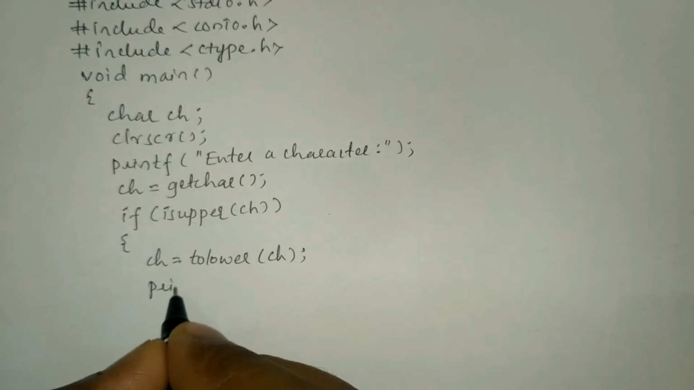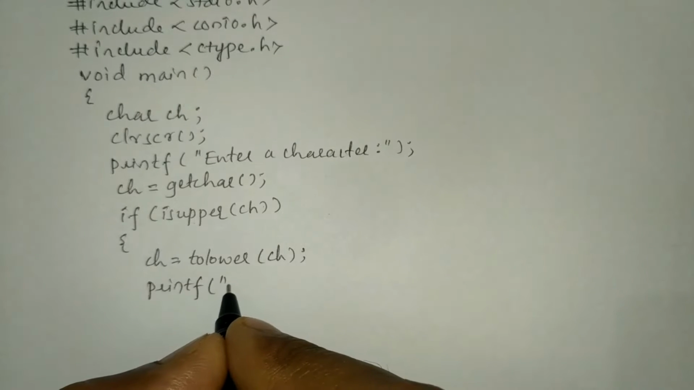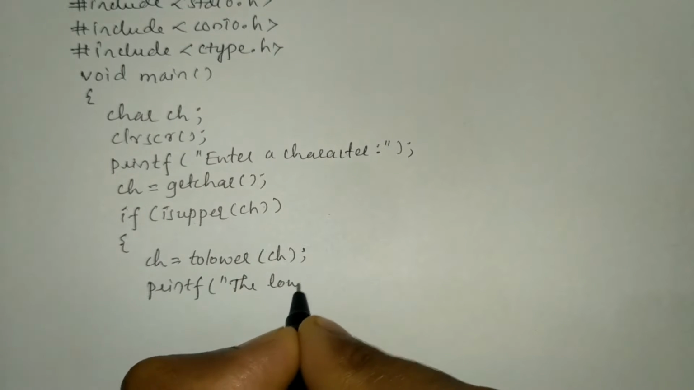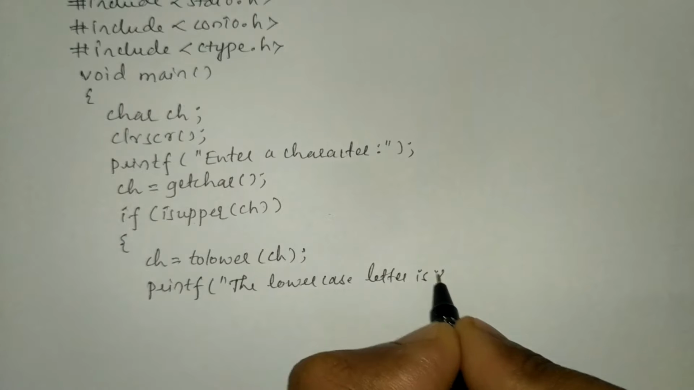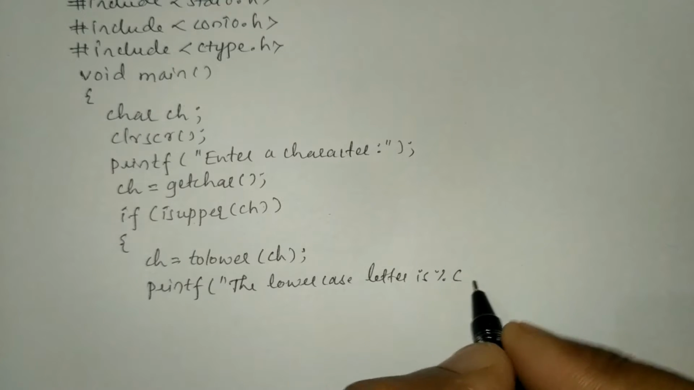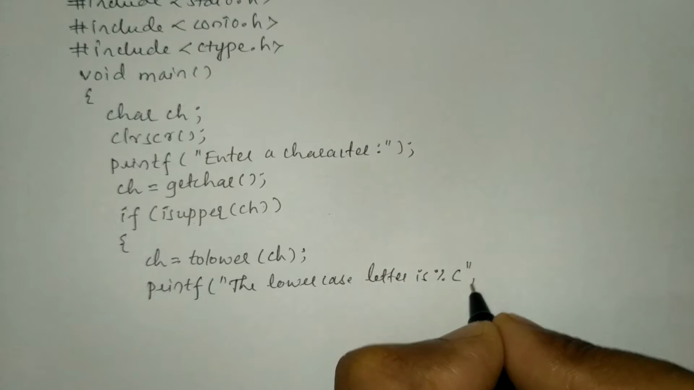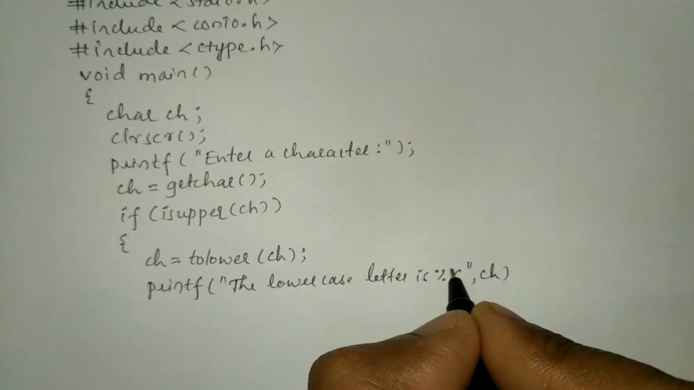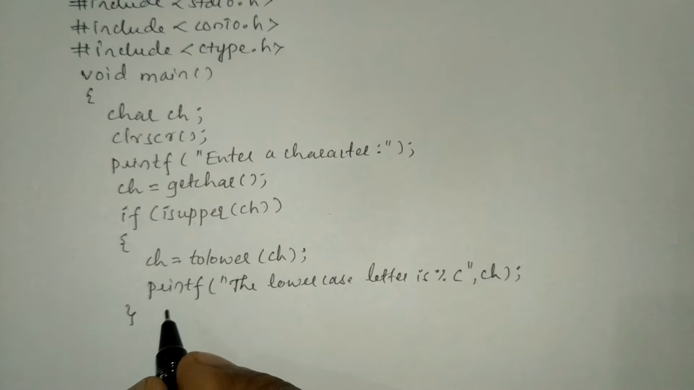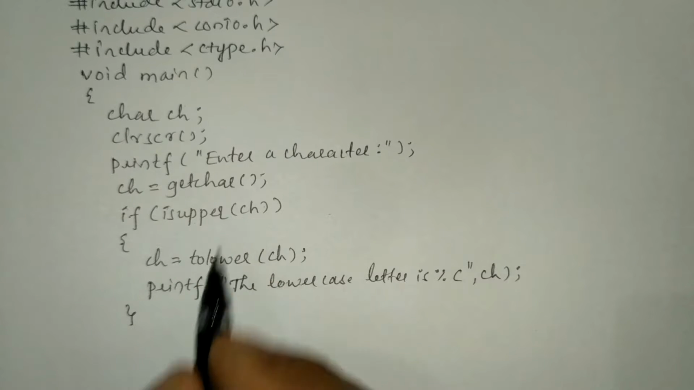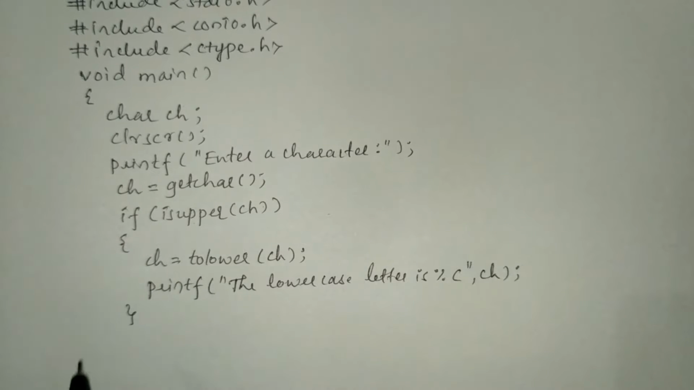Next we'll write printf statement inside this if condition. So in a double quotation mark I'm going to write the lowercase letter is %c. This is a format specifier which is used to represent char type of data. So end the double quotation mark, put comma, and the value is stored in ch. So that's the reason we have to take here ch and semicolon, curly closing brace. So once the if condition is true, then these two statements will get executed. If it is false, then the else part we have to check.